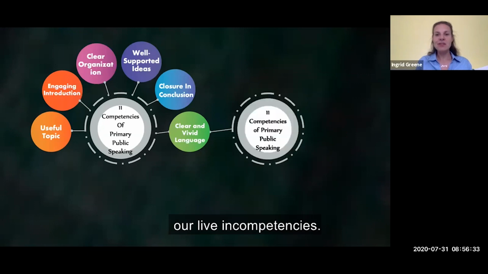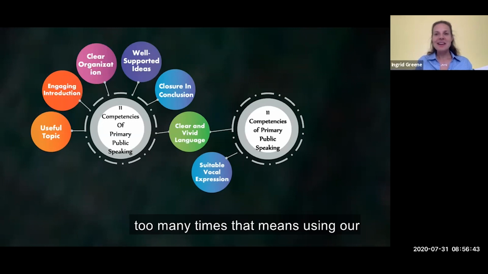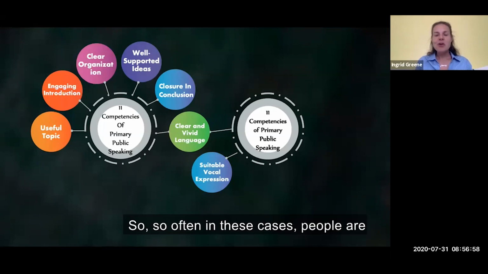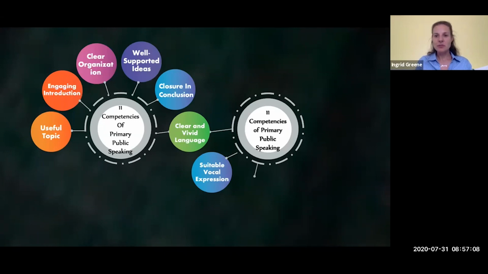So continuing on with our 11 competencies, we want to have a suitable vocal expression, right? And so that means not saying "um" too many times. That means using our tone and not being monotone. As you noticed already, I change my pitch throughout my delivery. I go a little bit higher, I get a little bit lower. I use a higher volume to grab your attention, right? So often in these courses, people are so monotone, and after 5 or 7 minutes, it gets really boring. So you're going to want to make sure that you change your vocal expression throughout your speech.